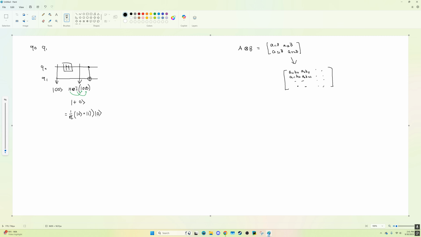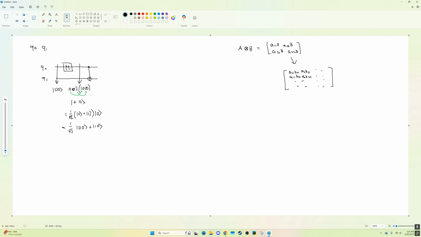Since 0 for the second qubit is deterministic, it can be appended to both of these two kets right here. So you have 1 over square root of 2 times 0, 0, and this 0 comes from that right there, plus 1, 0. Again, this 0 comes from there, and that is the equivalent state after applying Hadamard to the first qubit, Q0.